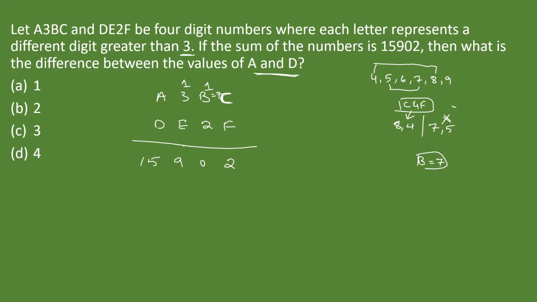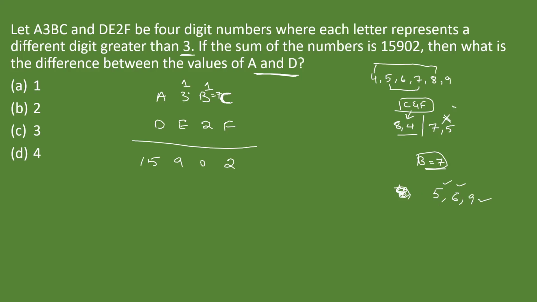1, 3 and E. Already 8 and 4 were finished. 7 is finished. Now what are we left with here? 4 is already occupied, so what are the values? 5, 6 and 9. These are the 3 options which we have.